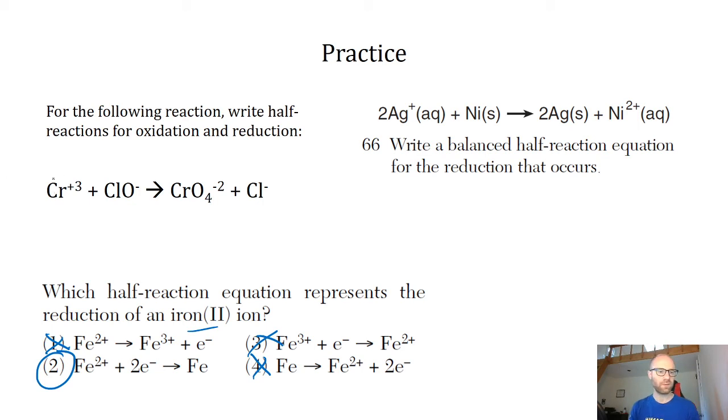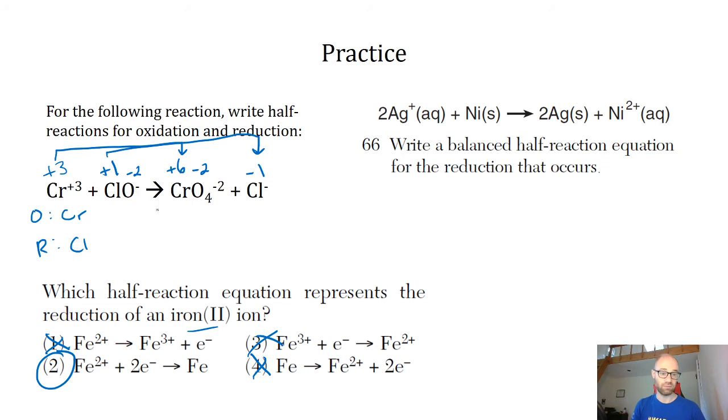So just like before, we're going to go through and assign everything an oxidation number. You can figure out chlorine here is a +1, chromium here is a +6. For the math to work out, that means that the chlorine changes from a +1 to a -1, and the chromium changes from a +3 to a +6. So that means that the oxidation is going to be the chromium, and the reduction is going to be the chlorine.